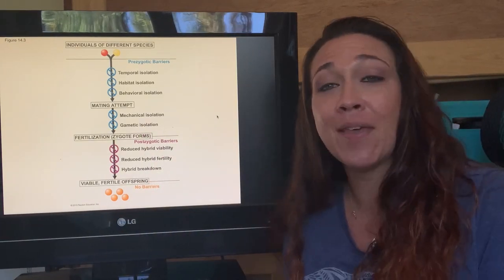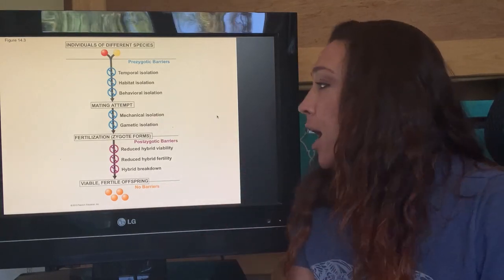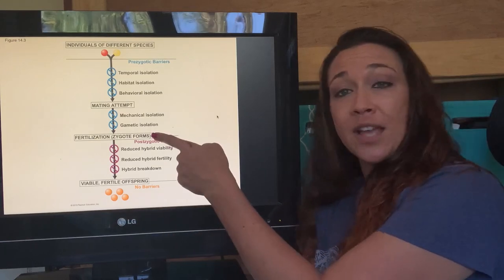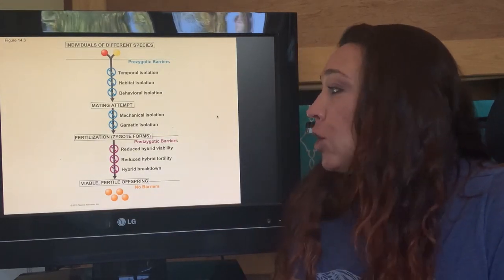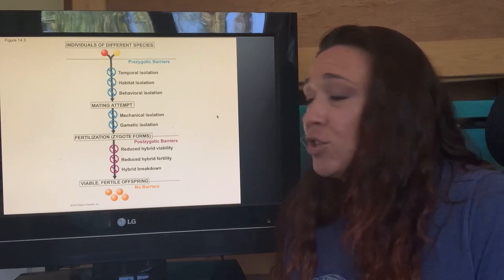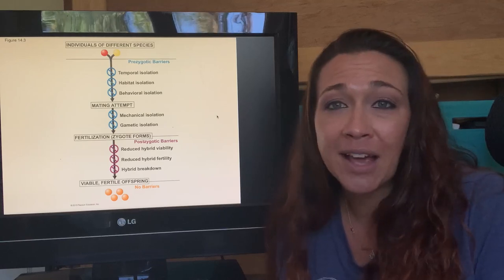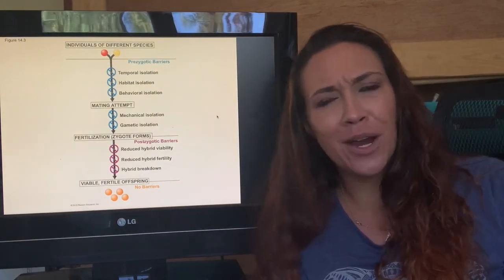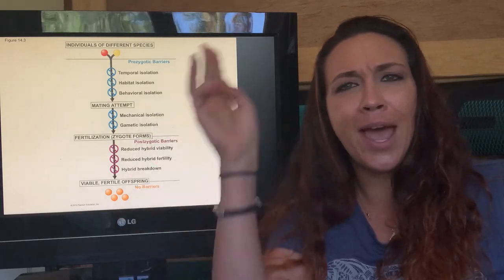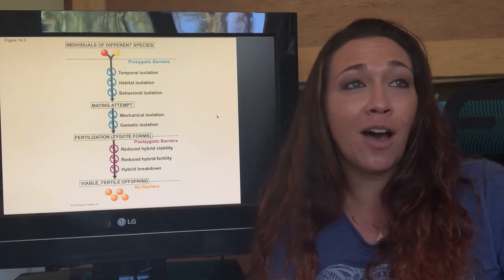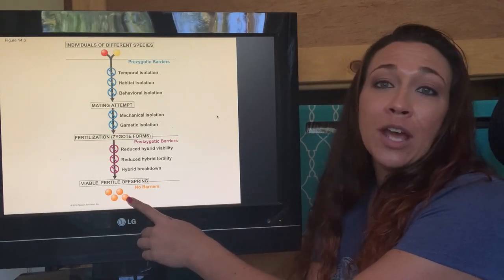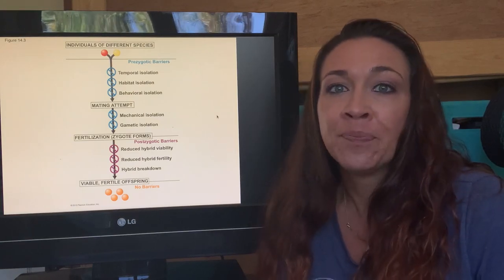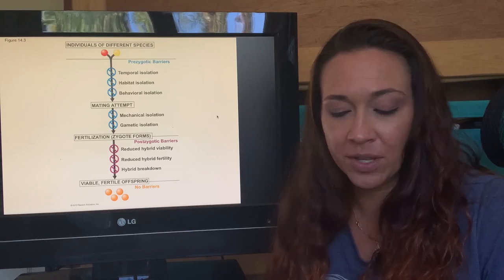Mechanical isolation, again: the genitalia did not line up. Gametic isolation, the sperm and the egg just can't get together to form that zygote. If you do have fertilization, right, the zygote forms, you're actually going to have post-zygotic barriers. You're either going to have reduced hybrid viability, reduced hybrid fertility, or hybrid breakdown, right? They're not going to be able to survive, they're not going to be able to last as long, and they're not going to be able to reproduce on their own. They're not going to have their own offspring. If you were able to get over all of those barriers, you mated at the same time, your genitalia lined up, the sperm and the egg talked to each other, and your offspring was viable and had its own baby, then boom, you would have no barriers and you would be considered the same species. Okay, so you'd have to get through all of these barriers, pre and post zygotic, to be able to actually mate. If you were able to actually mate, then boom, yes, you are the same species.